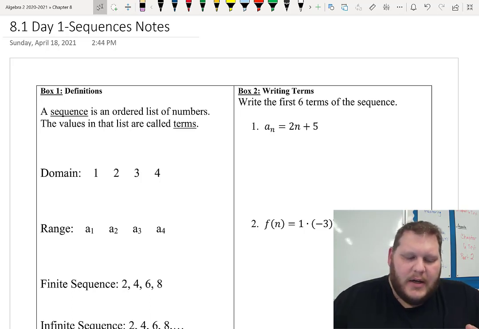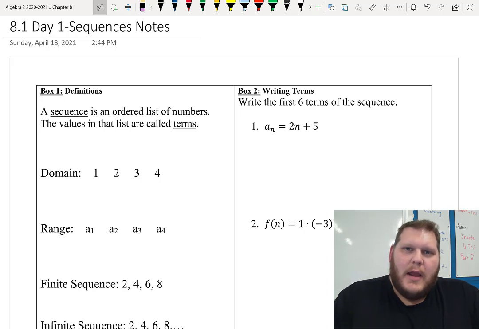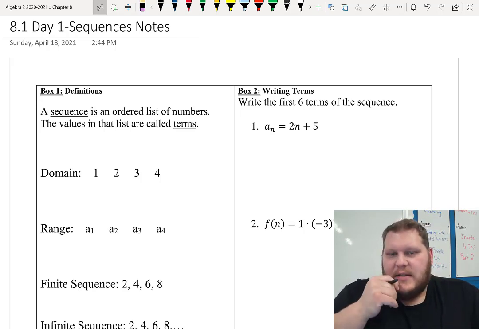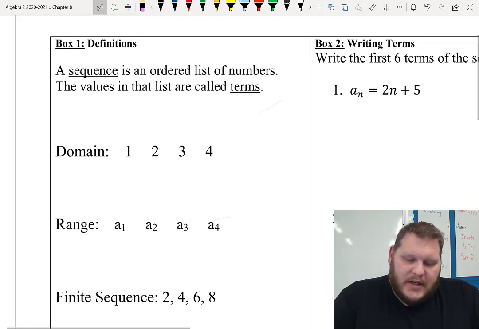For 8.1, I split this up into 2 days. The first day is just reviewing what we learned in Algebra 1 about sequences. Tomorrow, day 2, we'll jump into what it means to change a sequence into a series and how that works. Then we'll get specific into arithmetic and geometric sequences and series, as well as some other types of series.